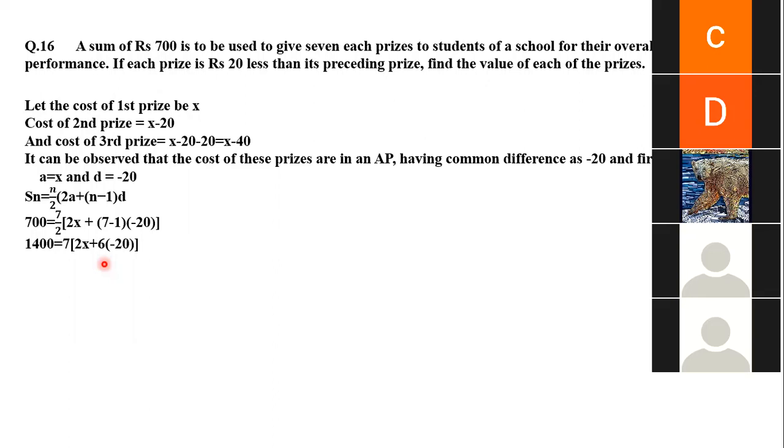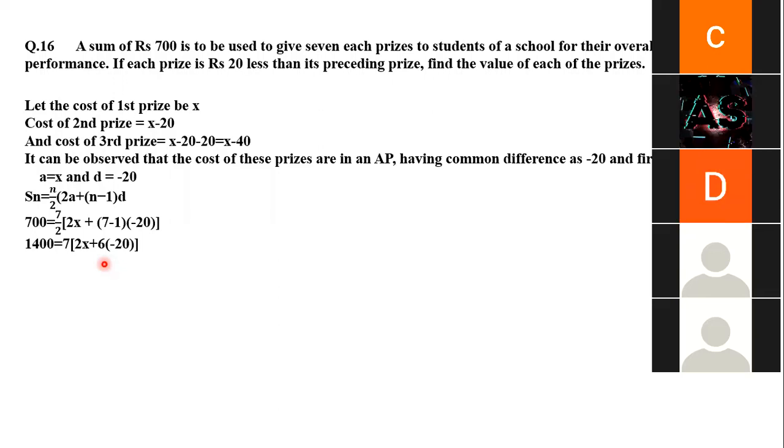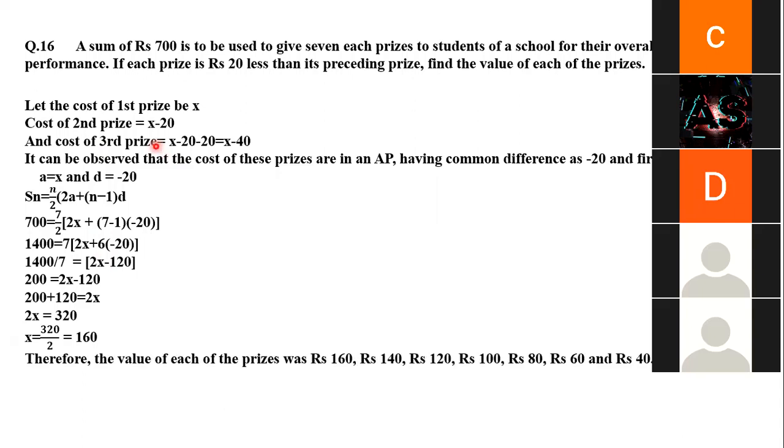Let us wait for others also. Yes, ma'am, it's 160. Very good, X value 160. Now if X value is 160, tell me the prizes. First prize is 160, second prize 140, third prize 120, fourth prize 100, fifth prize 80, then 60 and 40.